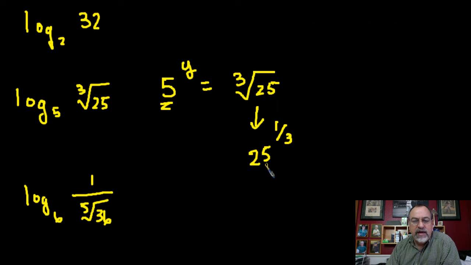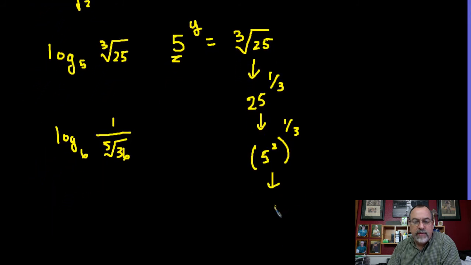Now again, I still don't have a base 5. I have 25 to the 1/3. But I can change 25 into 5 squared. So I have 5 squared to the 1/3. 5 squared is 25. 25 to the 1/3 is the cube root of 25. So I haven't changed it. So now when I have a power raised to a power, I can simplify that by multiplying those together. So this would be 5 to the 2/3.